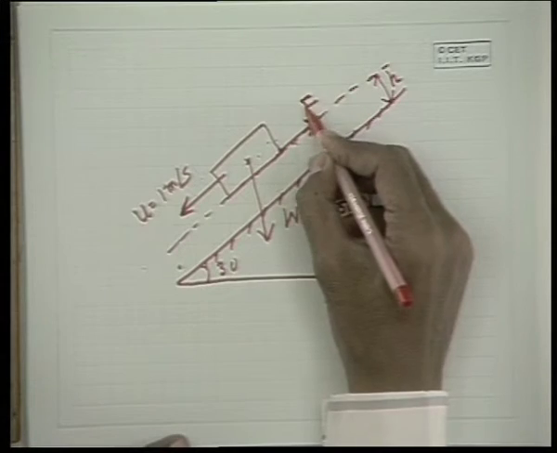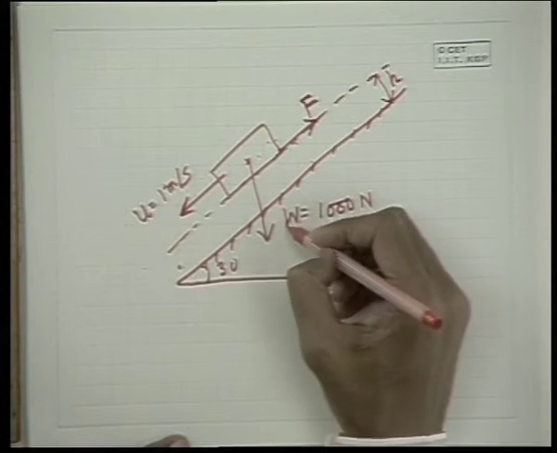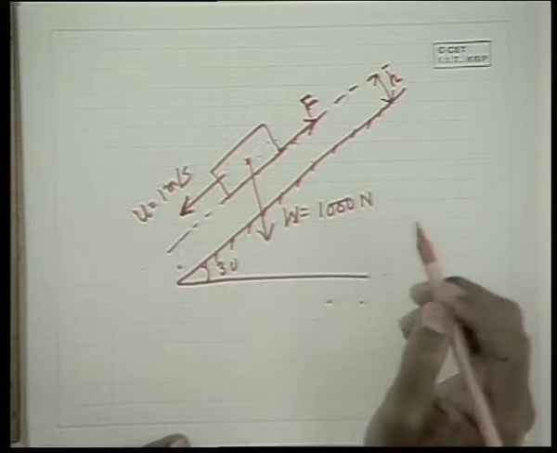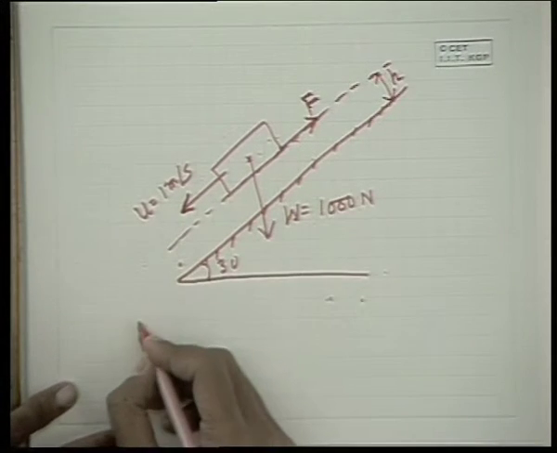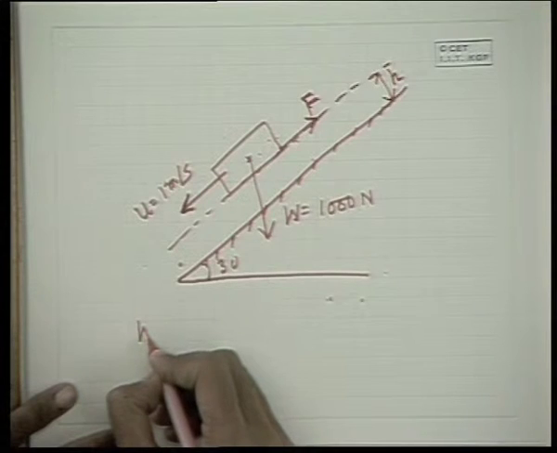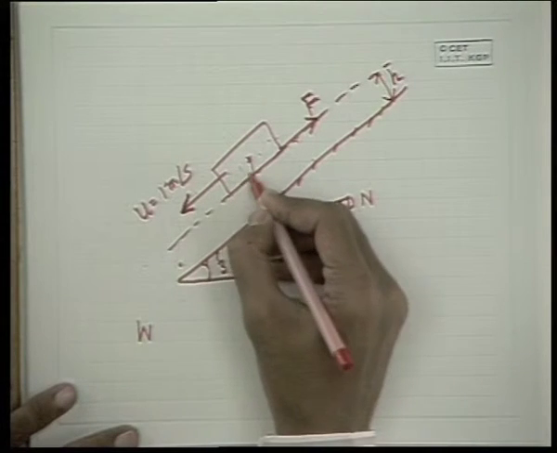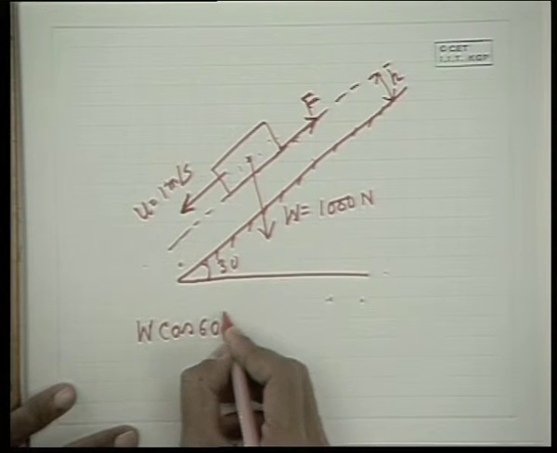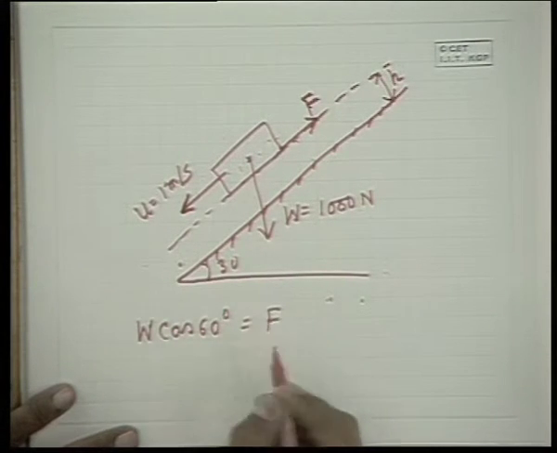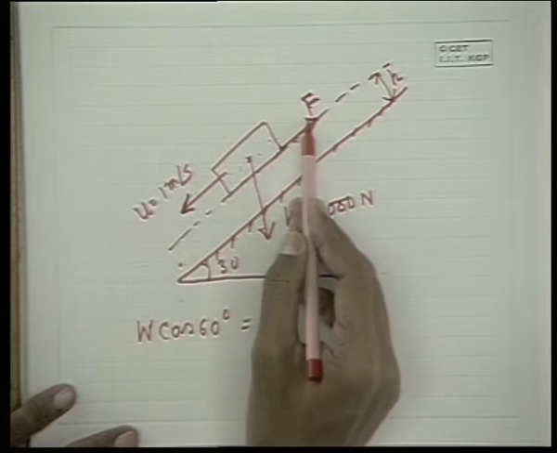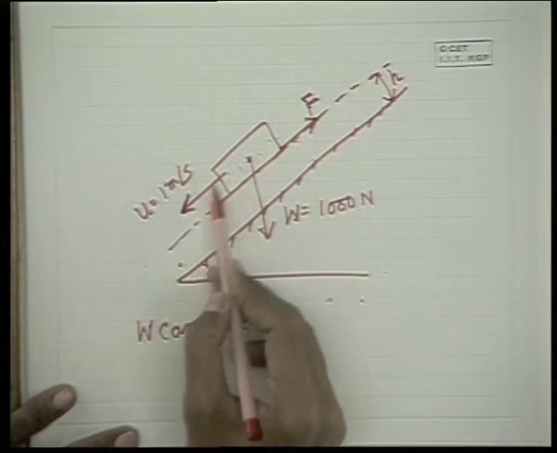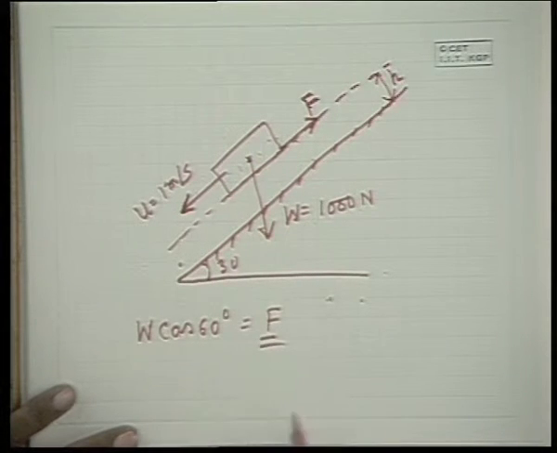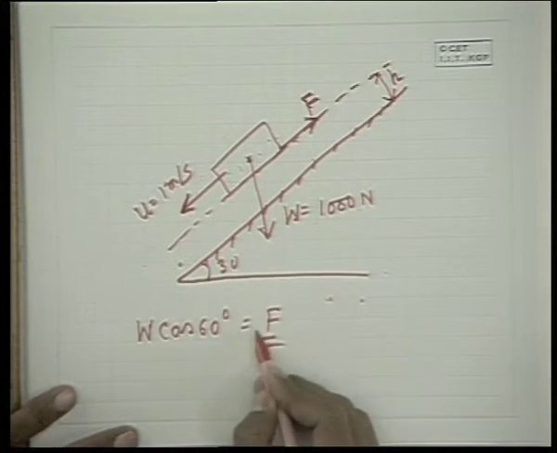So the body is in equilibrium between the two forces W and F, because there is no inertia force, the speed is uniform. So the simple force balance of the body: this angle is 60 degree, so in this direction W cos 60 degree is equal to F. Because in this direction the dragging force is F and this is balanced by the component of the weight in this direction. So the only thing from fluid mechanics is to find F.